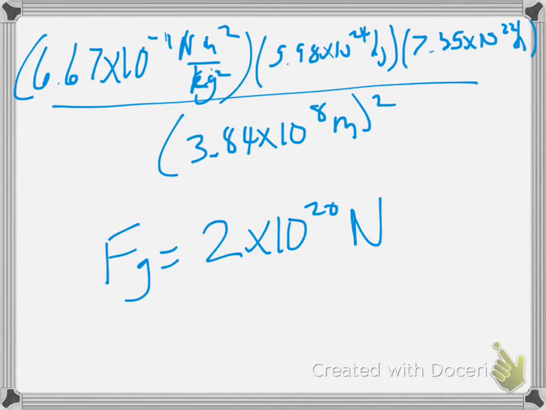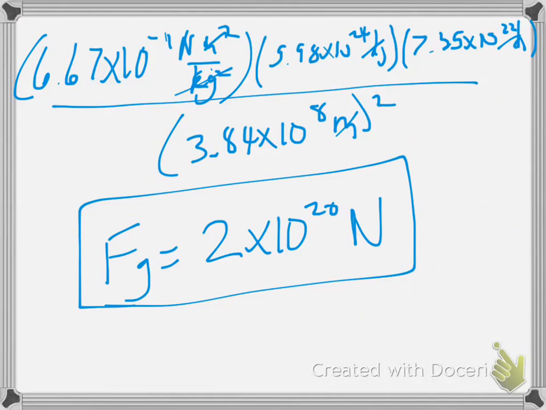How do I know it's newtons? Because the kilograms squared cancels with these 2 kilograms, the meters squared cancels with those meters squared, and you're left with newtons. And that is a huge amount of force, but that's the amount of force you need to keep the moon kind of bound to the Earth. Alright, so that's just a real basic way of using this equation. We're going to talk more about where this equation came from as we get further in class.